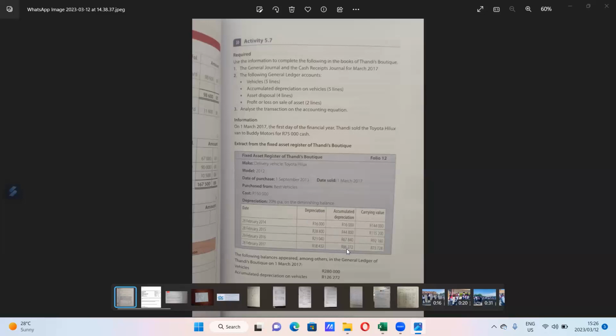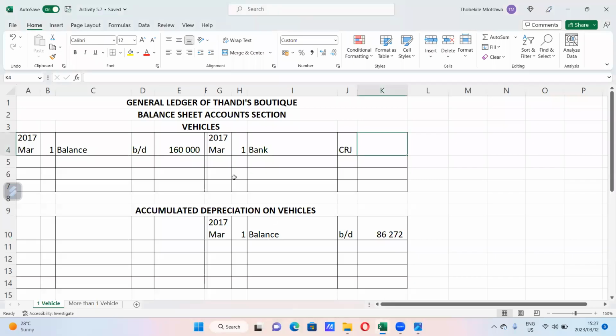And another thing I'm going to change, we are not going to use this. This means that there were more vehicles in Thandi's Boutique's books, but I want us to have just this one for the purpose of this exercise. I just want us to have this one. So, okay, so let's go to our worksheets. Okay, I had started on it.